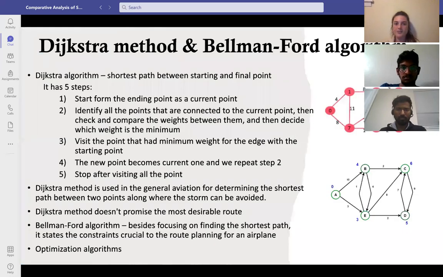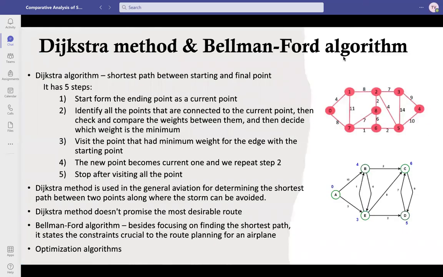Let's see the Dijkstra method and the Bellman-Ford algorithm. We all know from before, we took a class on the Dijkstra algorithm, and we know that it finds the shortest path between the starting and the final point. It has 5 steps. If we observe the picture on the right side, we can compare it. First we start with a point and call it our current point.